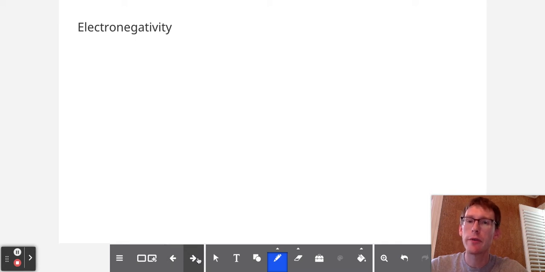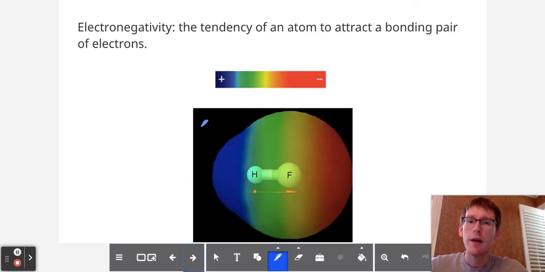In this video, we're going to be learning about electronegativity. Electronegativity is defined as the tendency of an atom to attract a bonding pair of electrons. So in this model, we've got HF, hydrogen and fluorine, we'll later learn about this in bonding. They form a covalent bond in which there is a sharing of valence electrons. But that sharing isn't a perfect 50-50. In fact, it's far from it.